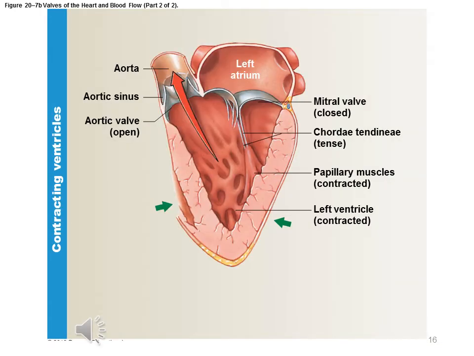A little bit different view here. When the ventricles are contracting, that is forcing the aortic valve to open, but look at the mitral valve, it has to be closed. Look at the chordae tendineae here. They are tense. They are holding onto those flaps to keep that valve closed. The papillary muscles are contracted, and the left ventricle is contracted, and that is forcing the blood out of the aortic valve into the aorta, which is going to go out to the entire body.